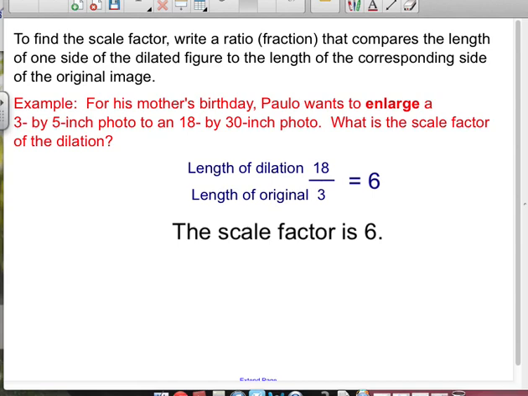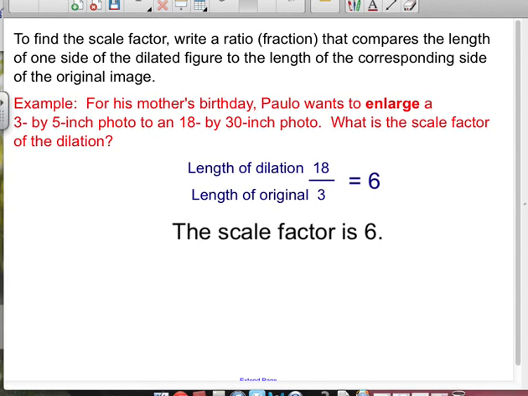So in this example here, it says, for his mother's birthday, Paolo wants to enlarge, so it's going to be getting bigger, so it better be a scale factor greater than 1, a 3x5 photo up to an 18x30-inch photo. So he must have a nice picture that he wants to enlarge as a gift for his mother. Gonna enlarge it and probably put it in a nice frame. Mom can hang it on the wall. What is the scale factor of the dilation? How do we get from a 3x5 photo up to an 18x30?